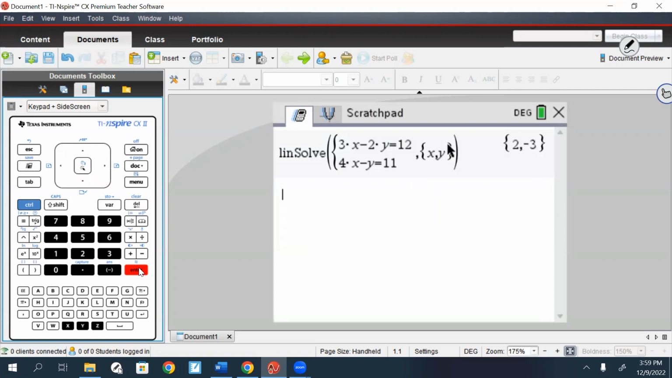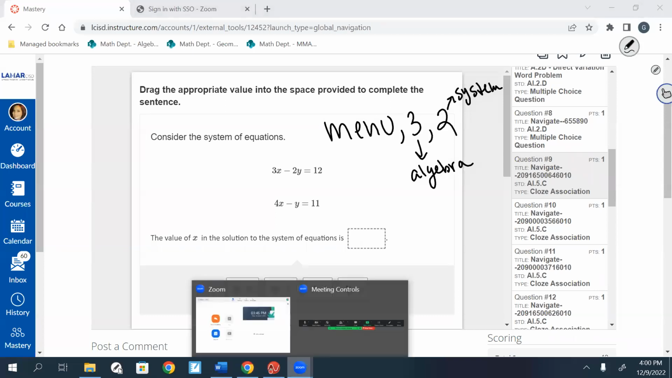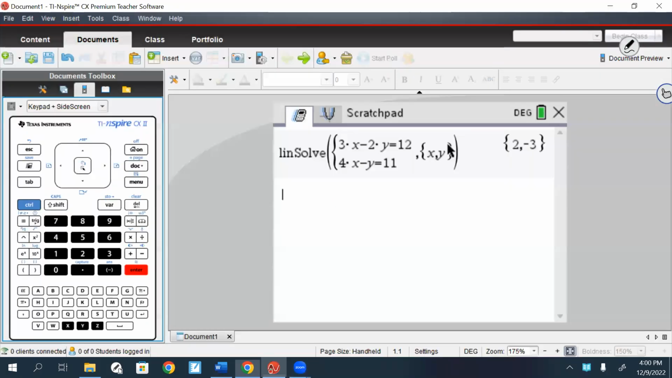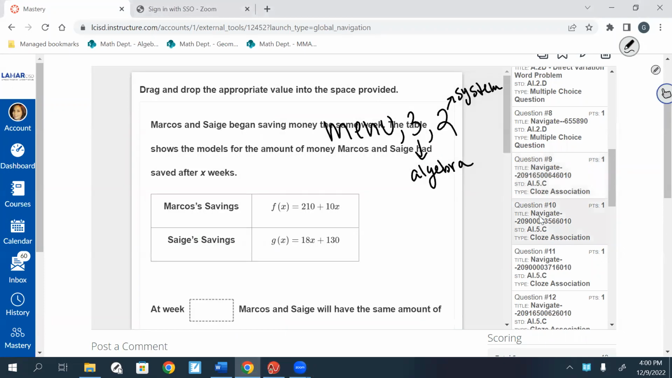All right, so what is our solution? 2, -3. Now remember, this is an ordered pair, so it's x comma y. They wanted the x coordinate. So what is the x coordinate from our point here? It was 2. So choose that correct answer there. There we go.